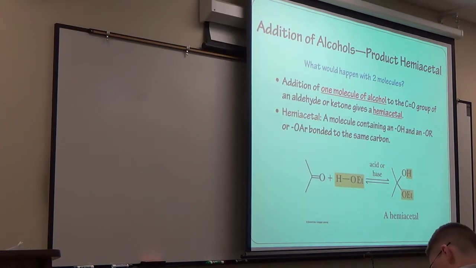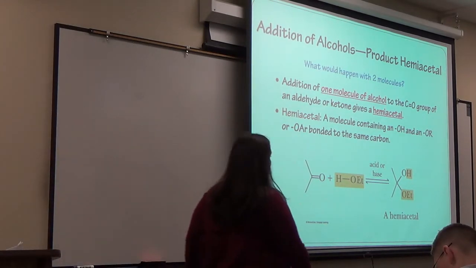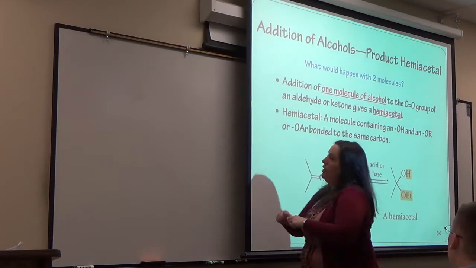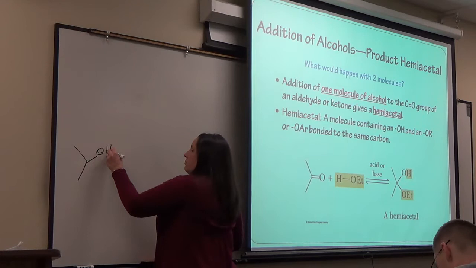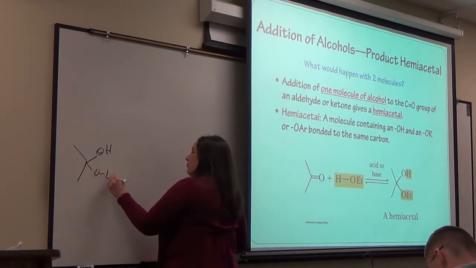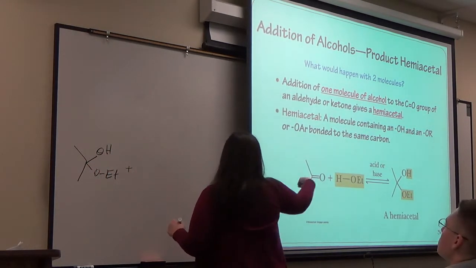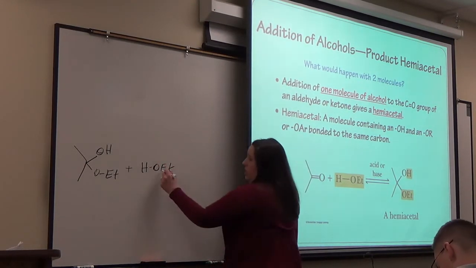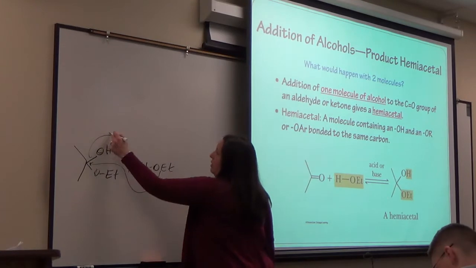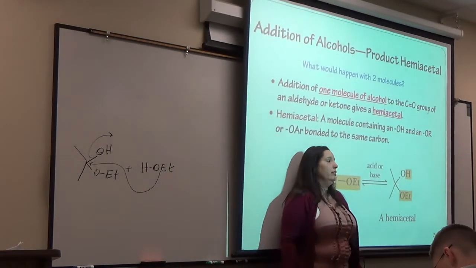What happens if you had two alcohols? Then you would get an additional attack. Does that make sense? Instead of the OH, you would have the OR. Once you have this, you're going to go again. Once you made your product, if you had more alcohol, it would react again. So this would attack and that would leave.